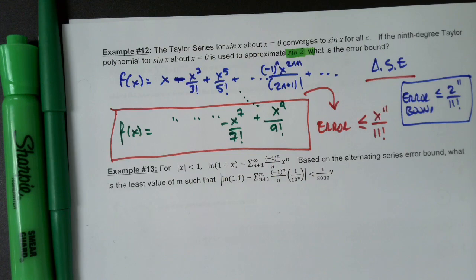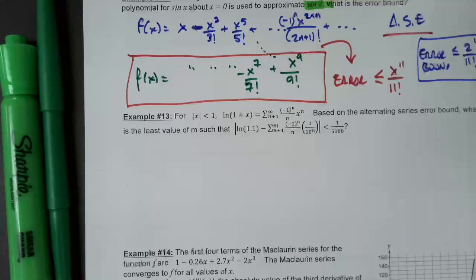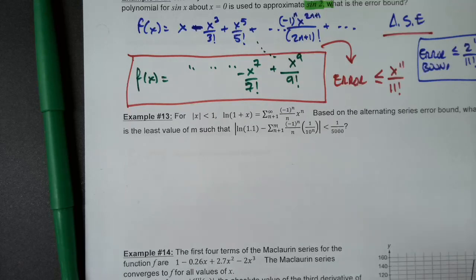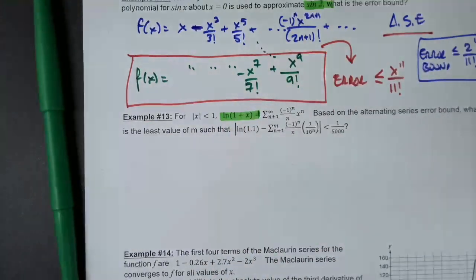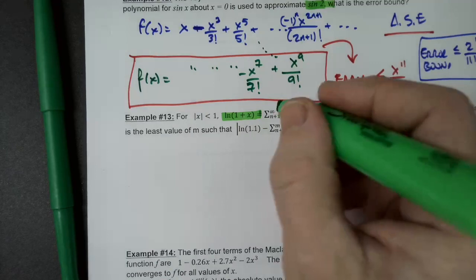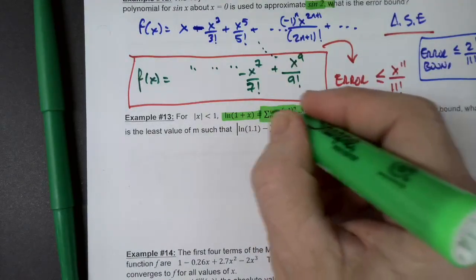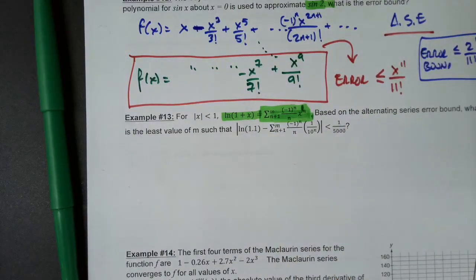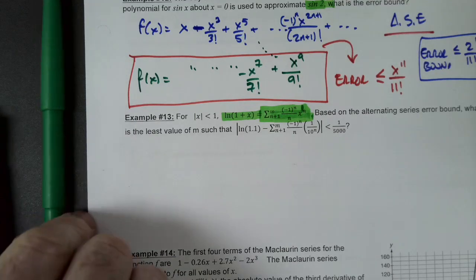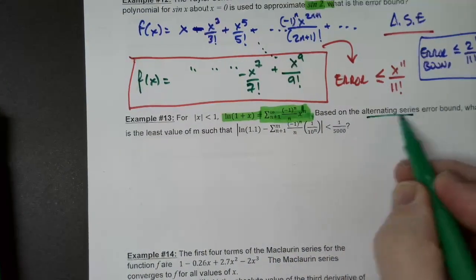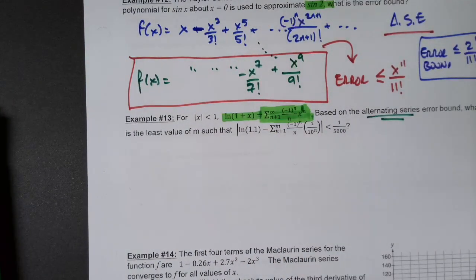Okay, let's take a look at the next one. This one, it says we have this function, the natural log of 1 plus x, and they've given us the series that can be used to approximate that. And it says based upon the alternating series bound, it is an alternating series with the negative 1 to the nth power. What is the least value of m such that they put all this in here. Let's try and make sense of this.